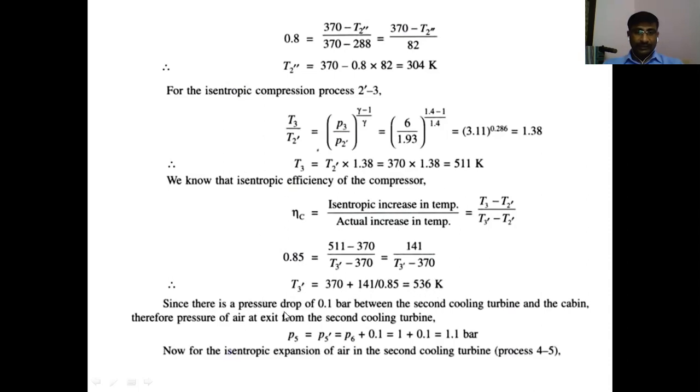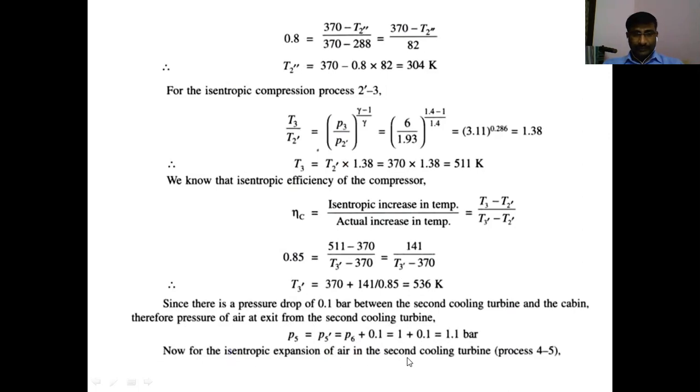Temperature, it exits from the line. The pressure of the... plus 0.1 the total, that is the total pressure before 0.1 bar.